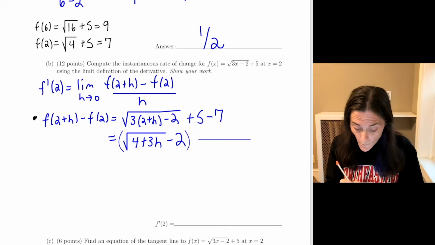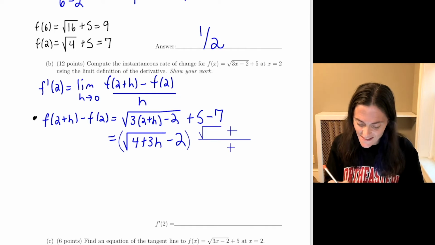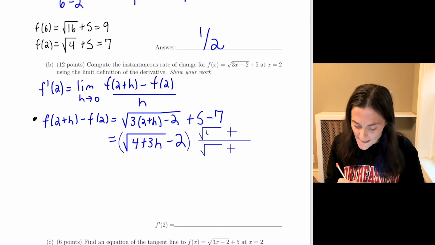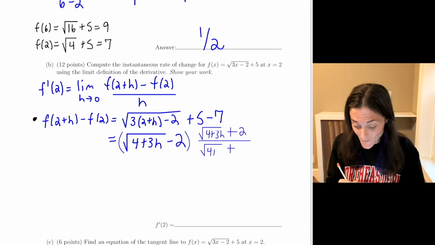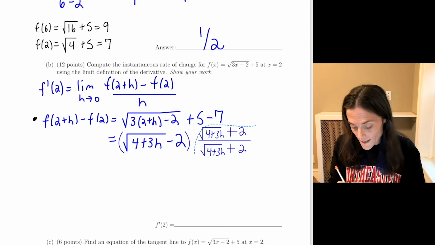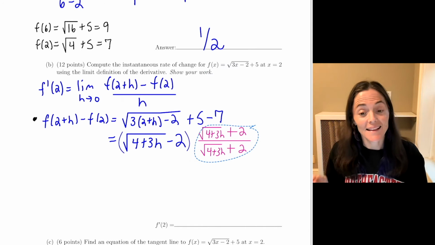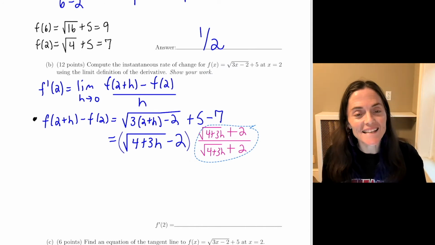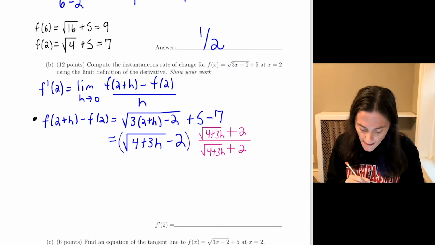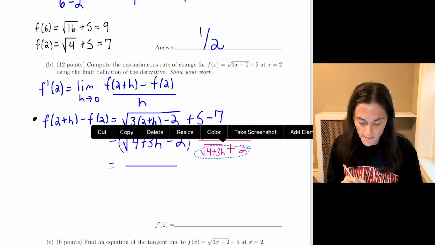So we take what we see and we put a plus. So this would be the square root of 4 plus 3h plus 2, like this. You see, this quantity is just 1, so I have not changed anything. Now, why did I do this? Well, look how nice this is. My denominator has stayed the same. Okay, it's just this. I will copy and paste.